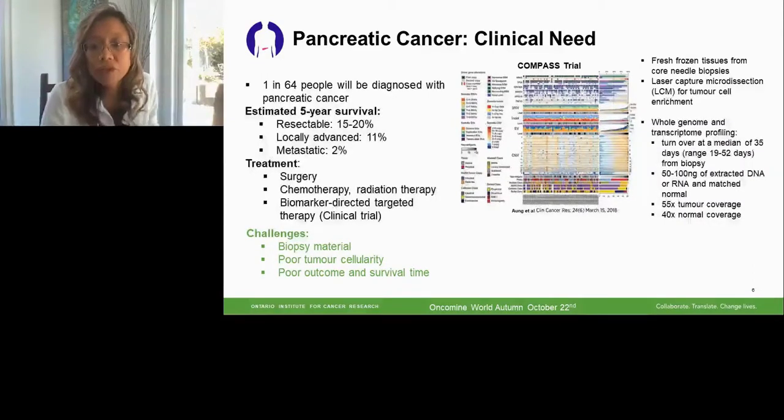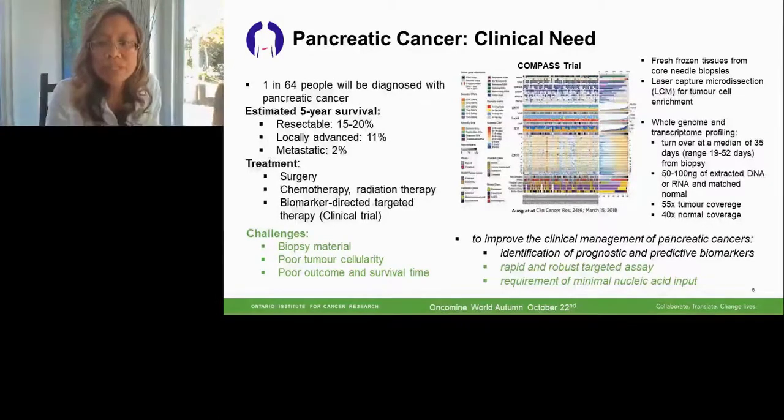The median turnover from the time of biopsy through to the sequencing results was about 35 days, and it required anywhere from 50 to 100 nanograms of extracted DNA and RNA, as well as a matched normal for each patient. And I've shown here the average coverage for the tumor as well as the normal DNA.